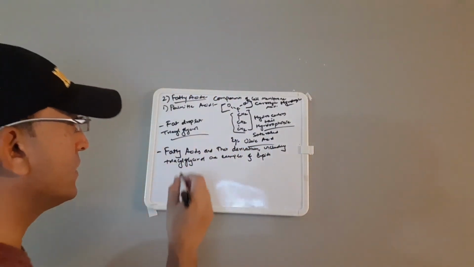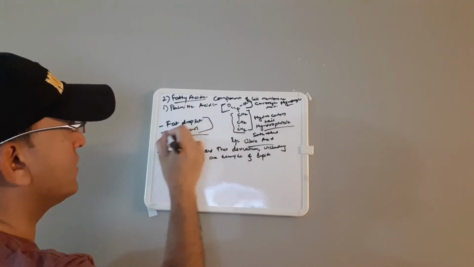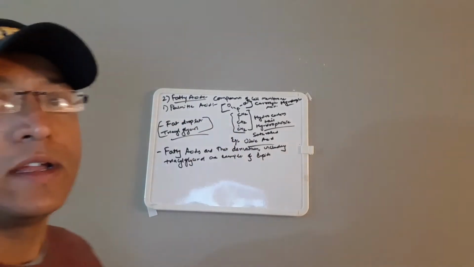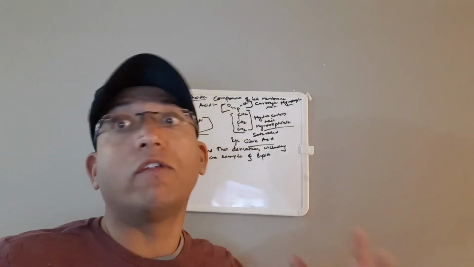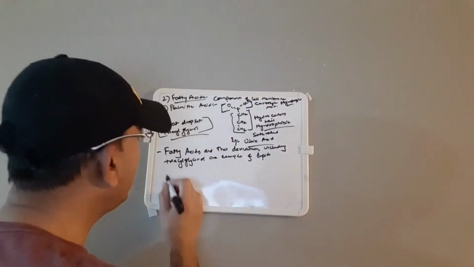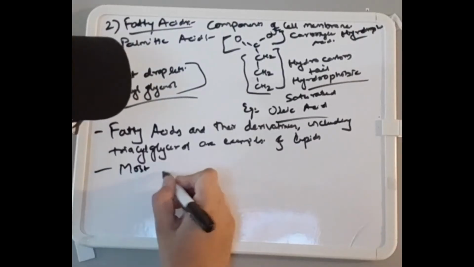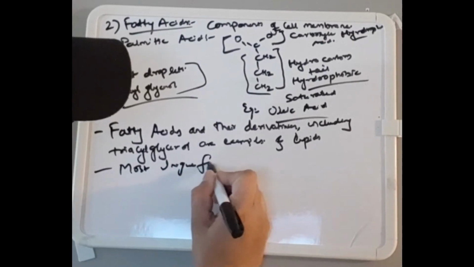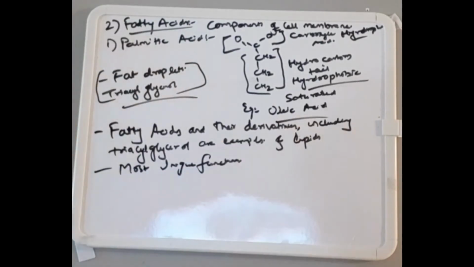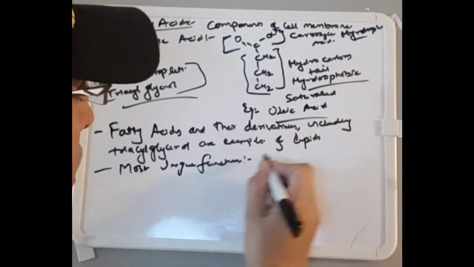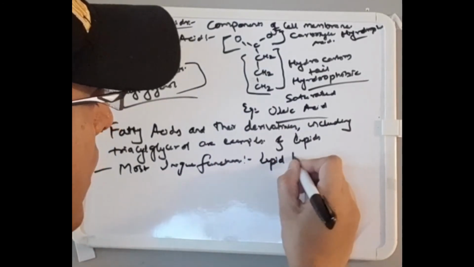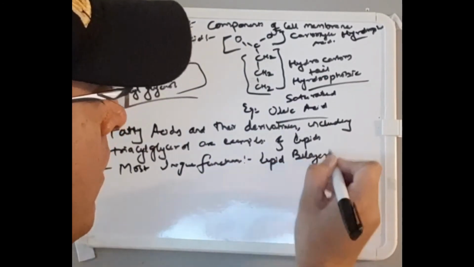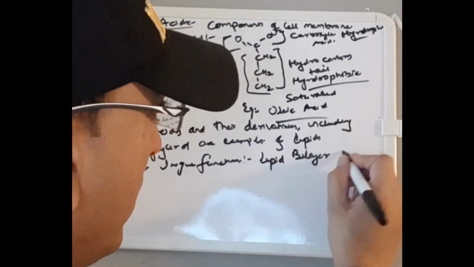Like the energy source that is stored as fat droplets, that is also one of the functions, but the most unique function of fatty acids is the formation of the lipid bilayer of the cell membrane.